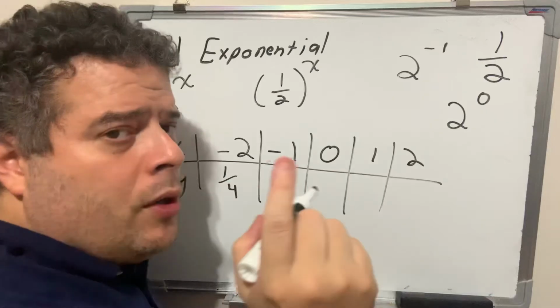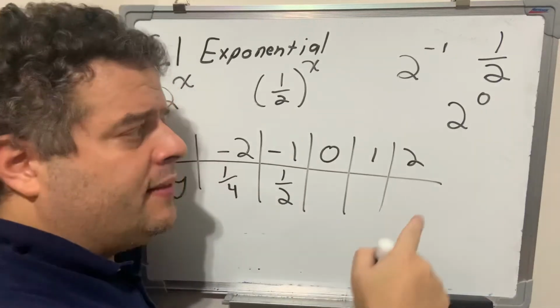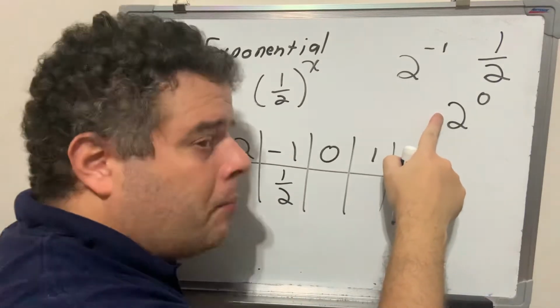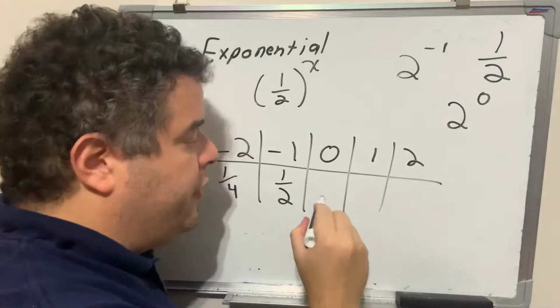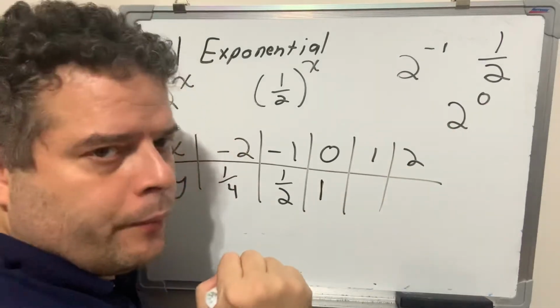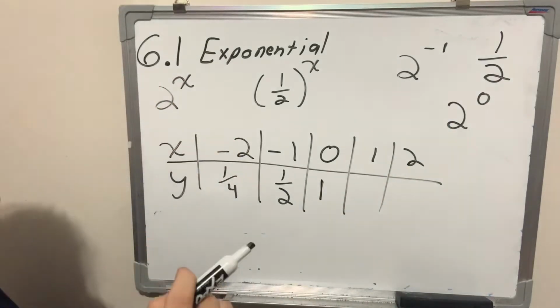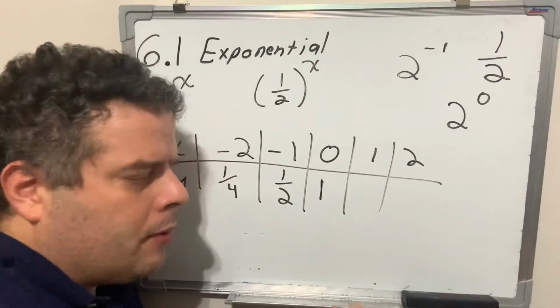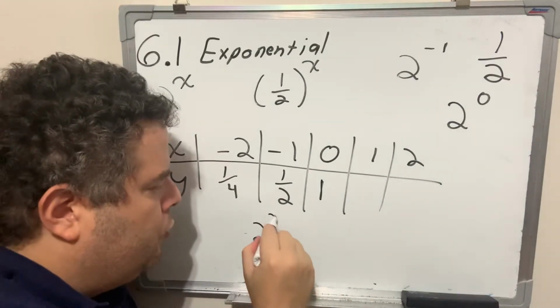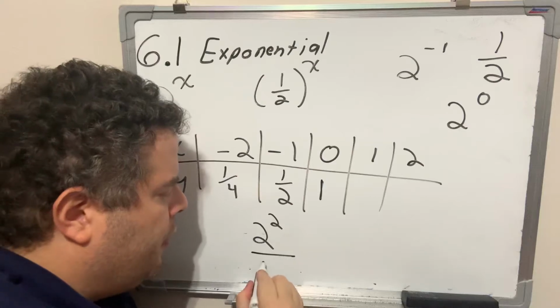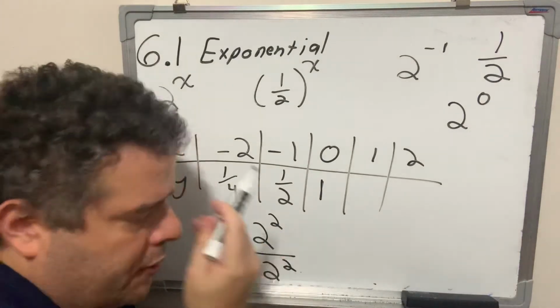Then 0, that was one of the rules, and I'm going to go over it again today. Any number to the power 0 is 1. Profe, but that doesn't make any sense. How can that be? Well, it's quite simple. Let's say I have 2 squared, and under this I have 2 squared.